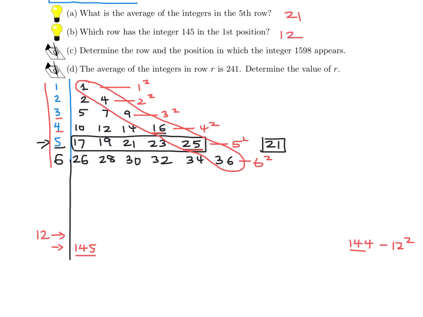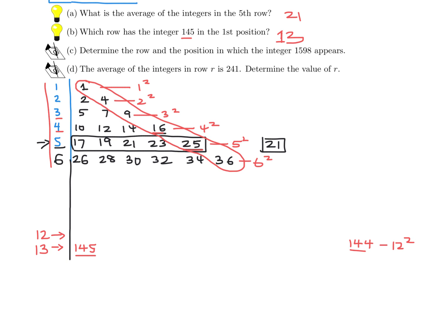Oh, whoa, wait. Let me see if I did this right. No, that's the 12th row, but this is the 13th row. Yeah, because they want, what row has the integer 145? So let me make that a 13. Make sure I do this right. Okay, so I guess I got to read the question carefully. So 13th row. Okay, we got that one.